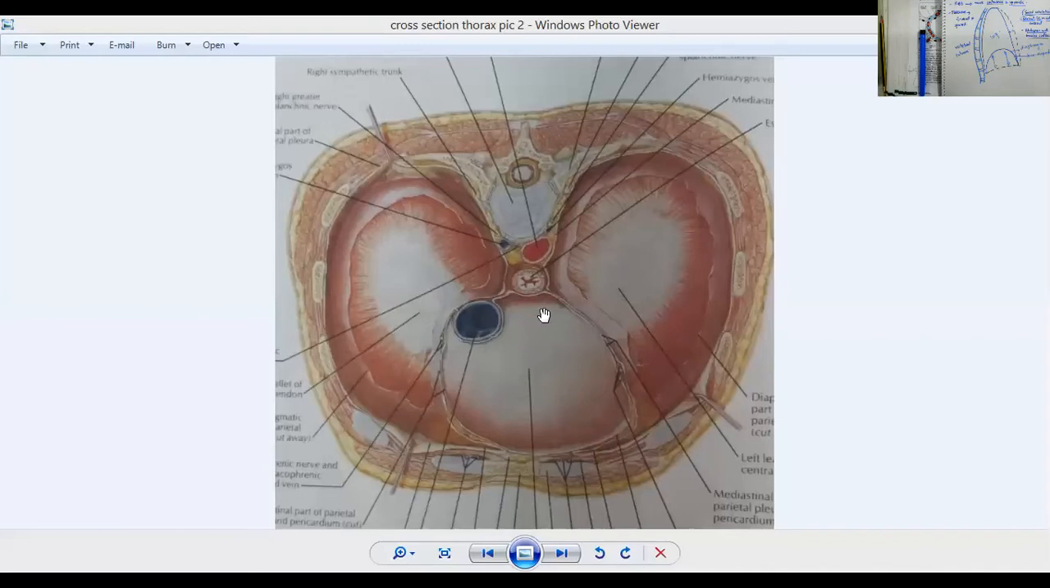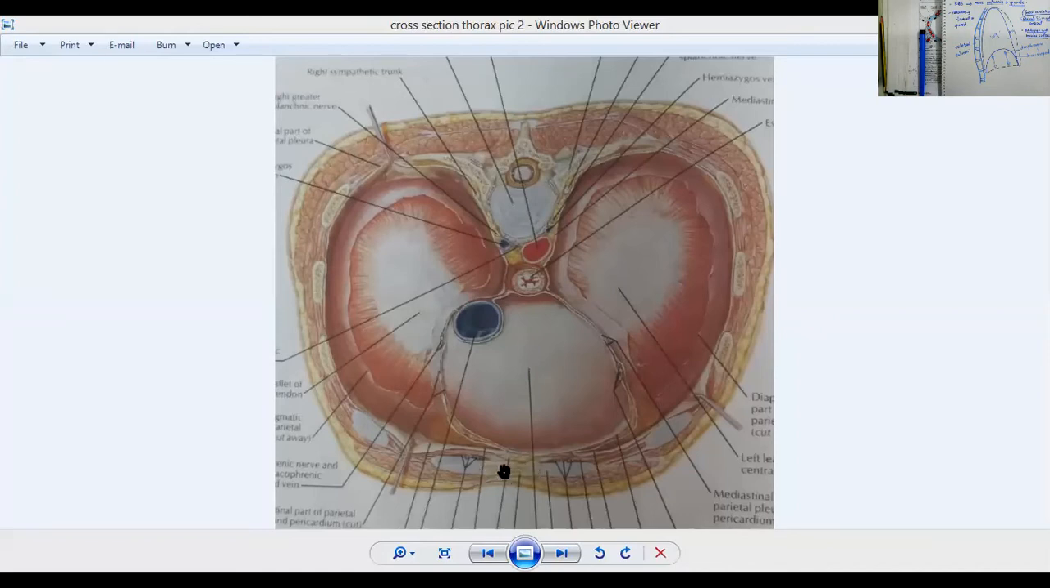So I am looking at the floor of the thorax. This is like the cross section of a human body, and I'm looking at the diaphragm from the top, okay? This is the vertebra at the back, okay? Can you see? This is the vertebra. Can everybody see now? I hope everybody can see now. Let me just double check. Yes, okay. So this is the vertebra, and this bone here is the sternum.